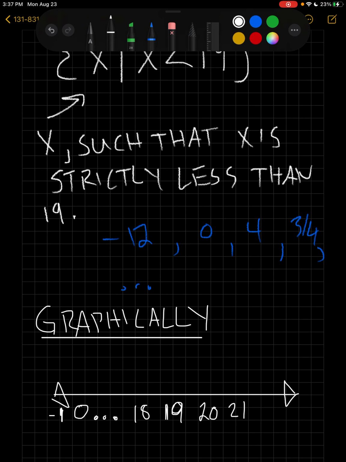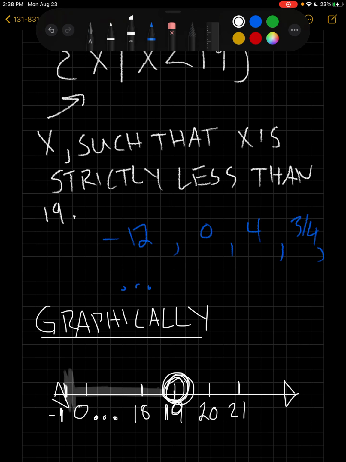That dot, dot, dot means that there's numbers in between 0 and 18 that I'm just not writing. So this is our number line. Here's 0, here's negative 1, 18, 19, 20, and 21. And we know that all of the answers we're looking for are smaller than 19. So anything that's smaller than 19 is an answer. And if you were trying to shade that, you would shade that to the left.